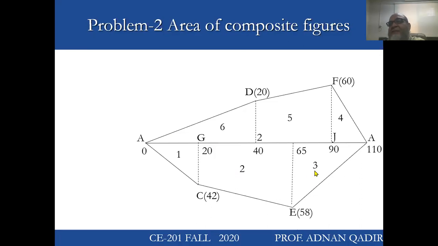I move on to figure 3. The base is simply 110 minus 65, and the height is 58. So 110 minus 65 multiplied by 58 divided by 2. Then 110 minus 90, 20 is the base, 60 is the height. So you will get the area of this figure 4.